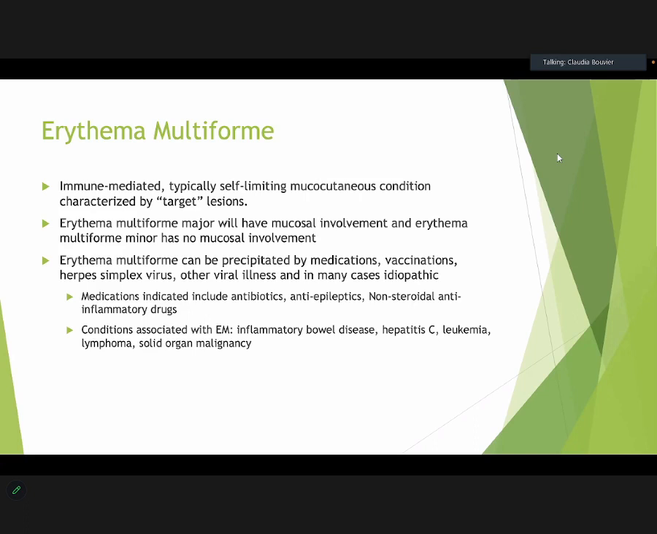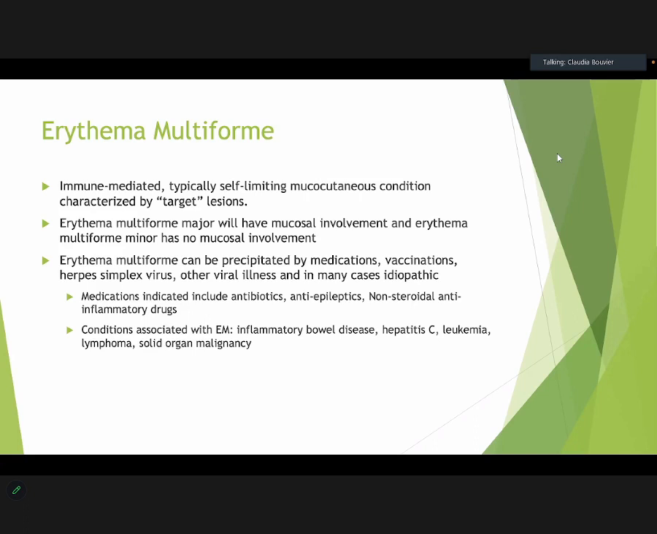It can be precipitated by various medications. These are typically antibiotics, anti-epileptic medications, and non-steroidal anti-inflammatory drugs. Those are the ones notorious for causing this. It can also be brought on by vaccinations and certain illnesses, such as herpes simplex virus or other viral illnesses. And it can also be idiopathic, or just come on without a reason.